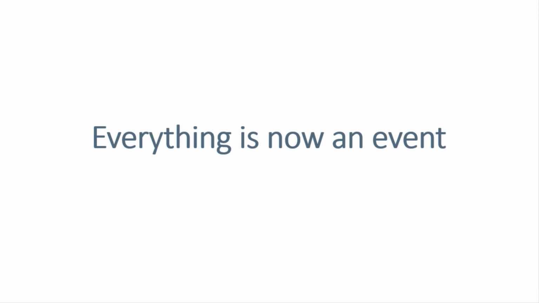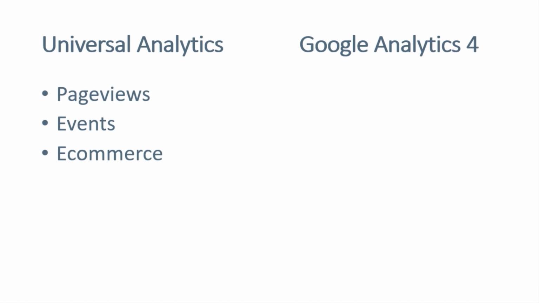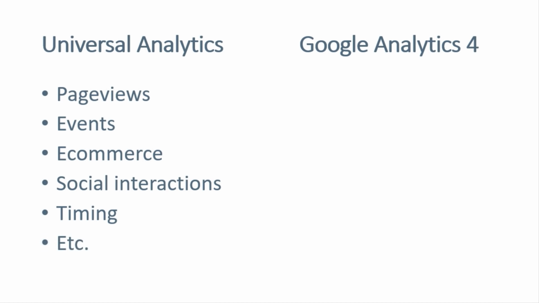If you are familiar with the previous version of Google Analytics, you know that there were various hit types like page views, events, social interactions, and all the other stuff. But right now in Google Analytics 4, everything is an event. So here is a quick comparison of hit types in Google Analytics 4 and the previous version. So we had page views, we had events, e-commerce data. So this is just standard e-commerce data, then social interactions, timing, and so on. In Google Analytics 4, there are no other hit types except event. That is why Google Analytics 4 is called event-based analytics platform.